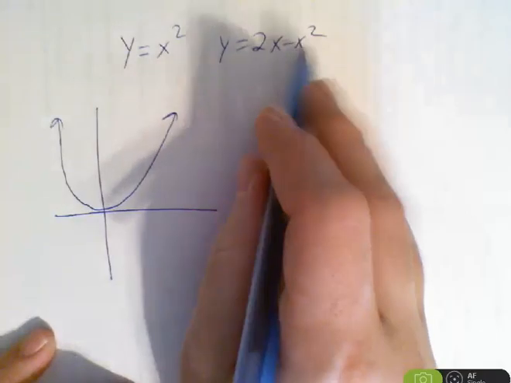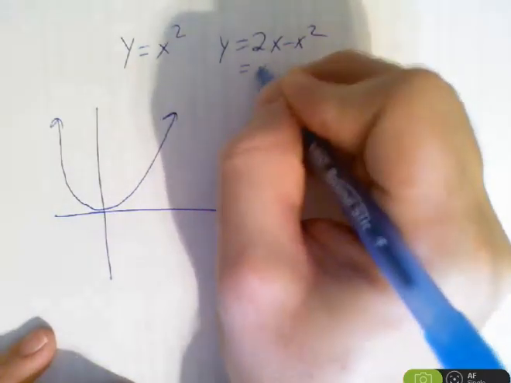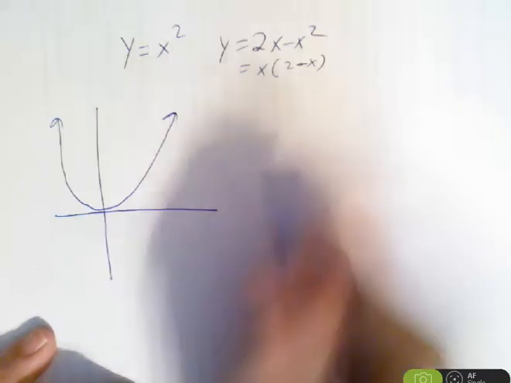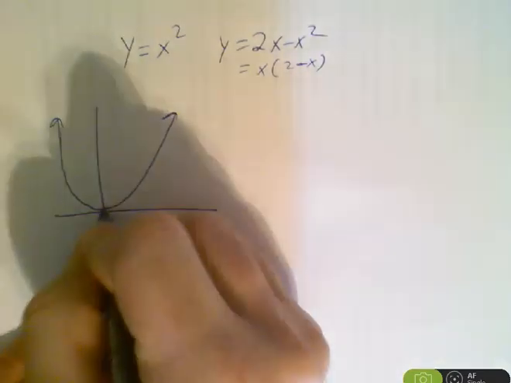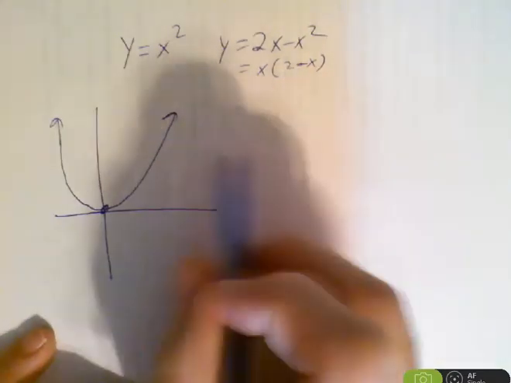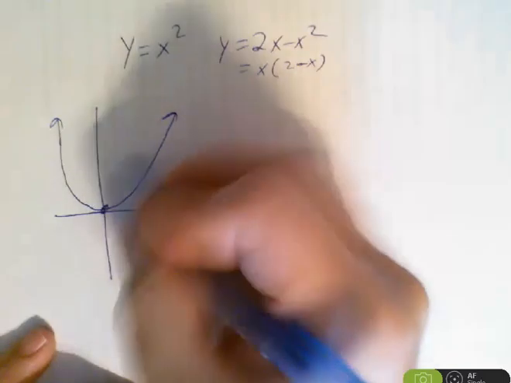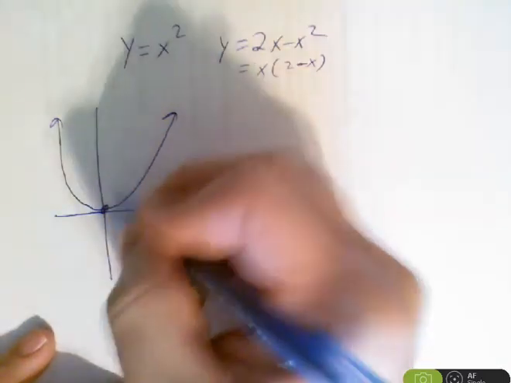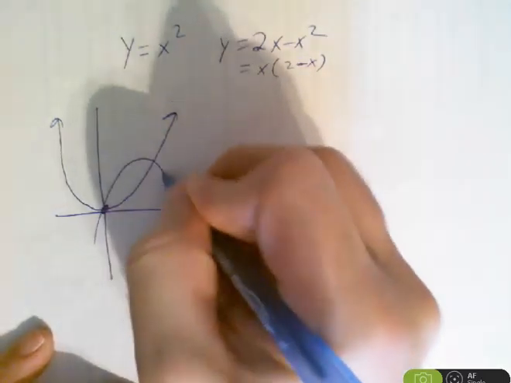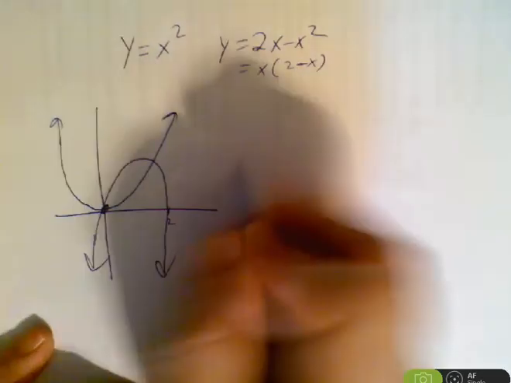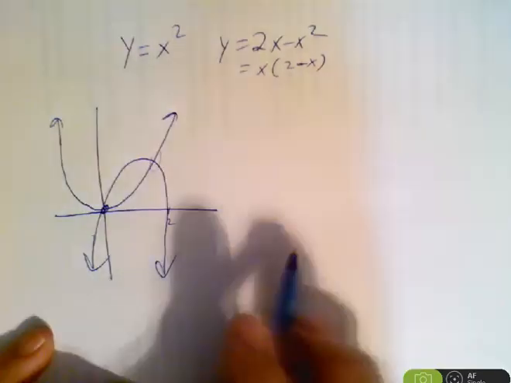X squared, of course, is this one. No big deal. 2x minus x squared, if you think about it, just on its own, it's really this, right? So you could find the roots that way. So we know it crosses at 0, and we know it crosses at 2. And it's essentially a parabola going this way, right? So something like this, maybe. Okay, and then the question is, we don't know that point right now, right?